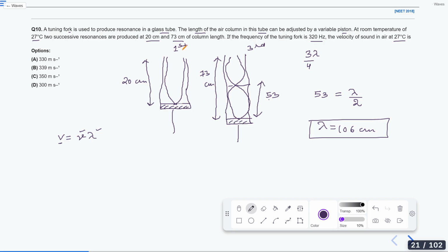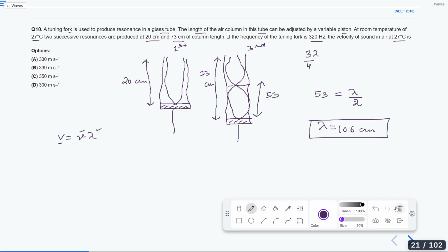So this piston, one end is open, other end is piston. So this piston is acting as a boundary in the case of this glass tube. So it is behaving as a closed organ pipe. Clear? That's why it is acting as closed organ pipe. This piston is acting as boundary from one end. So one end is closed.